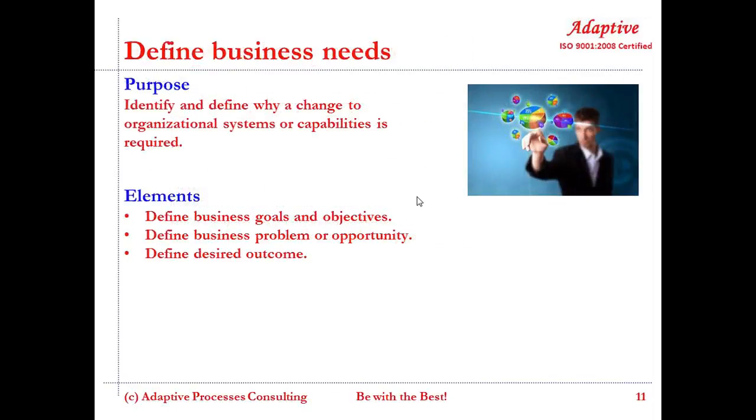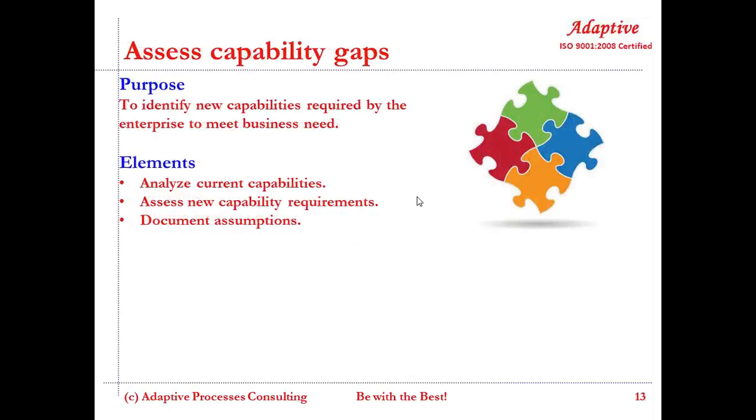Okay, so you define goals and objectives, you define what are the problems and opportunities, and then what will be the desired outcome, right? We have to identify the gaps. Why do we identify the gaps? We understood that there is a need, but what is the need? Why has the need arisen? That's basically because there was a gap. We have to make sure that we understand that.